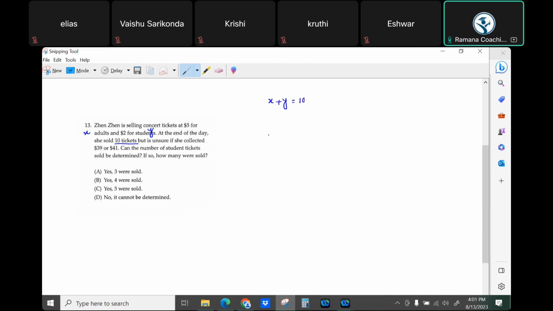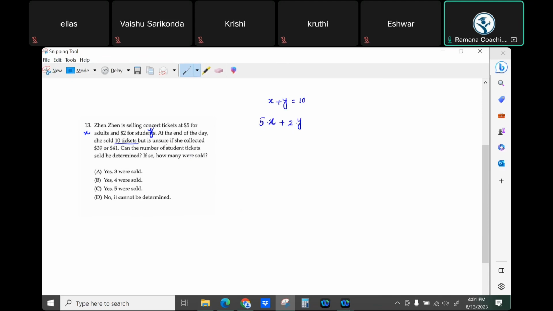Very good. If they are selling X adult tickets, what is the price of each adult ticket? So this is the amount of money they will collect, right? And if they are selling Y student tickets, what is the price of each student ticket? 2. So that is the expression to find the total money collected, correct?